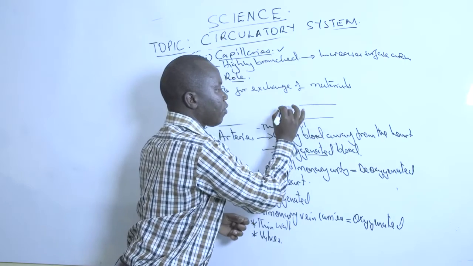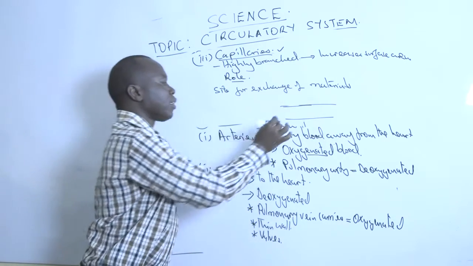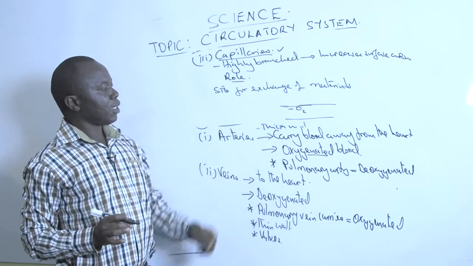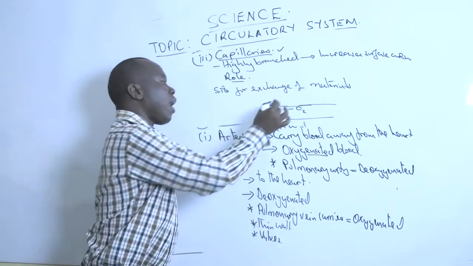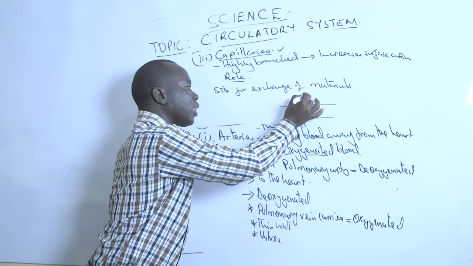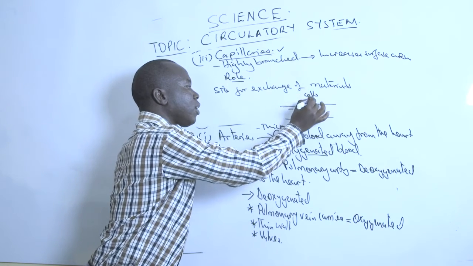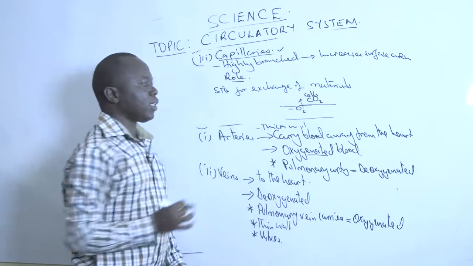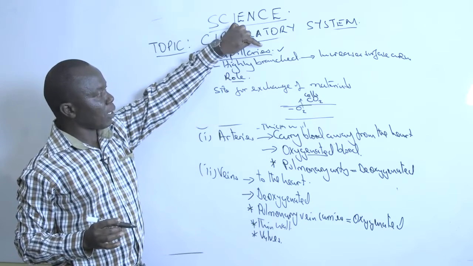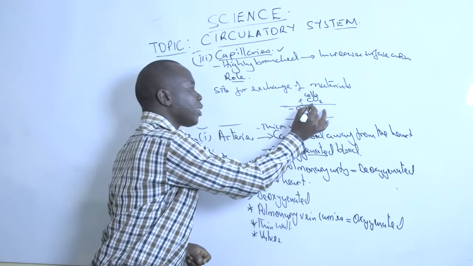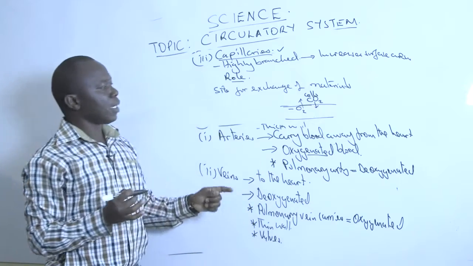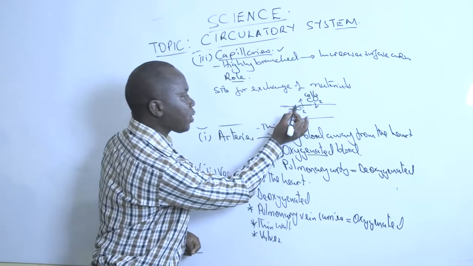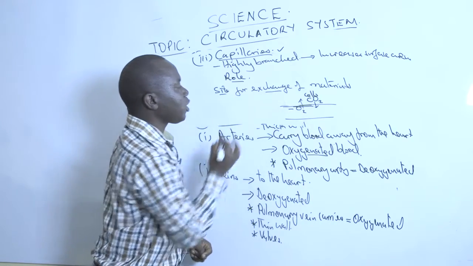What do I mean? For instance, if that's the capillary, this capillary maybe has a high concentration of oxygen. Blood in the capillary has a high concentration of oxygen. And here in the tissues or cells around, there is a high concentration of carbon dioxide. Oxygen will diffuse into the cells through the walls of the capillaries, and carbon dioxide will diffuse into the blood in the capillaries through the walls. So in the process, it's providing a site for exchange of materials.